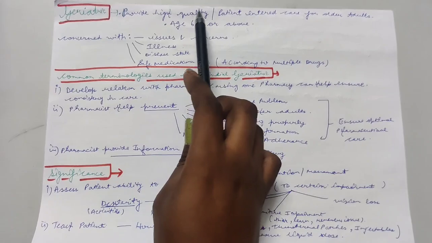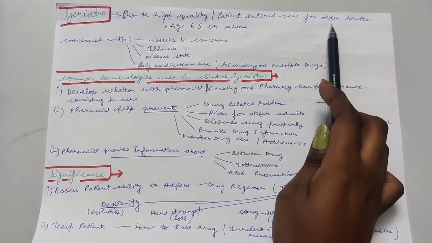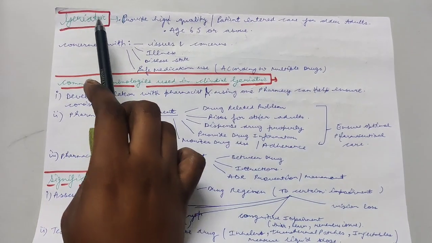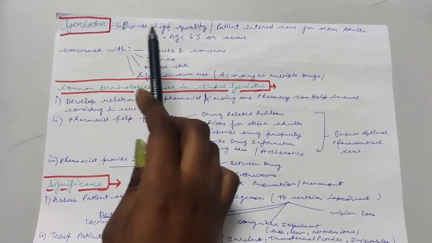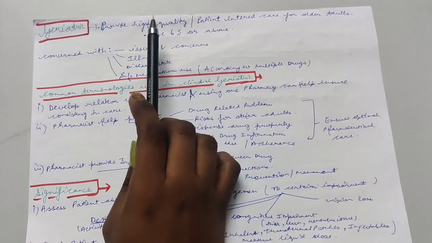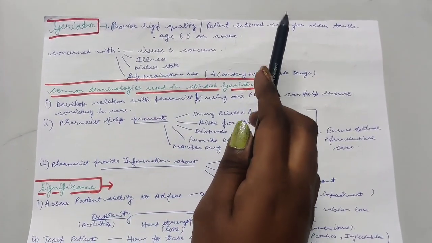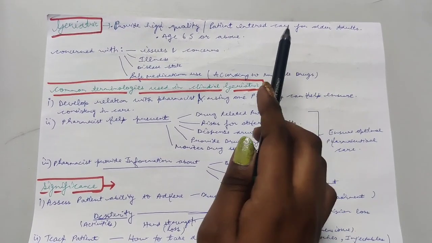Geriatrics provides high quality and patient-centered care for older adults. Geriatrics is for elderly patients from the age of 65 or above. These patients need high quality treatment and these patients need the most care, just as we care for children.